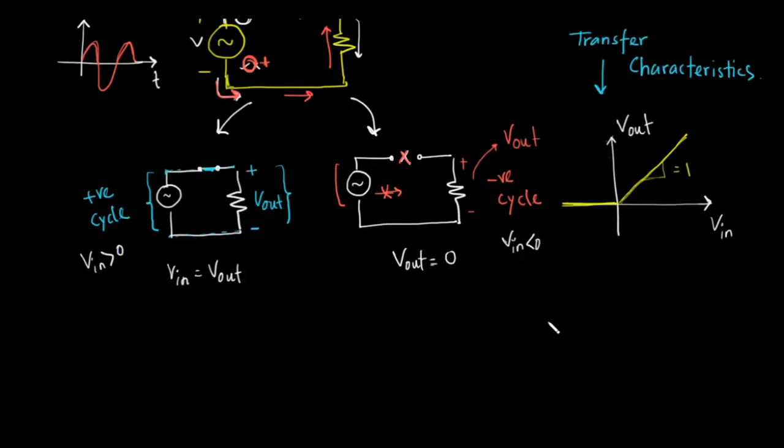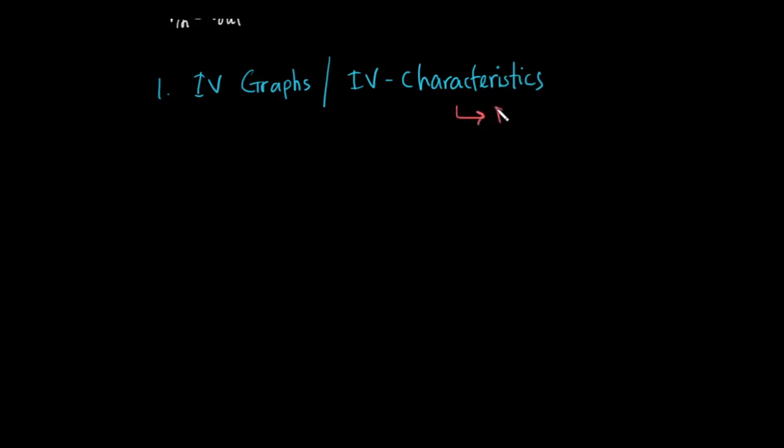types of graphs. The first graph that you learned was the IV graphs. The IV graphs are IV characteristics. We draw the IV characteristics of a device. IV characteristics only exist for specific devices. That can be a 2-terminal device or a 3-terminal device.